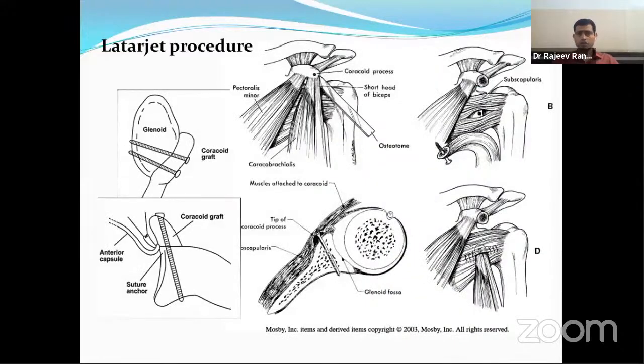The bony procedure, which is the most commonly performed nowadays, is the Latarjet procedure, in which the coracoid is taken off along with the short head of the biceps, and that is passed through the subscapularis and inserted over the anteroinferior part of the glenoid. This procedure provides both static and dynamic stability to the shoulder, static by the bone graft and dynamic by the attachment of the tendon over the coracoid piece. This procedure has a very low failure rate of less than 3% in properly selected cases.